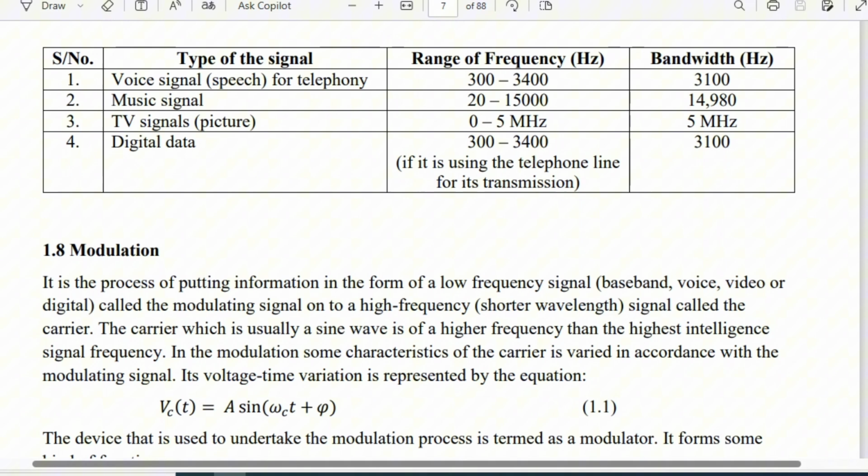So you subtract and you get 14,980 Hz. For TV signals, the frequency range is 0 to 5 megahertz. So that one too, you just have the bandwidth as 5 megahertz. And then for digital signals, for digital data using a telephone line, we are going to have the frequency range be 300 to 3,400 Hz. So the bandwidth will be 3,100 Hz, which is simple to understand.